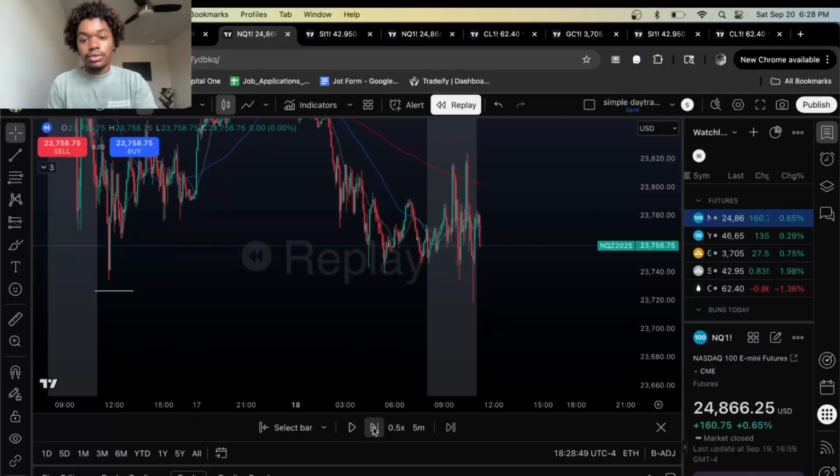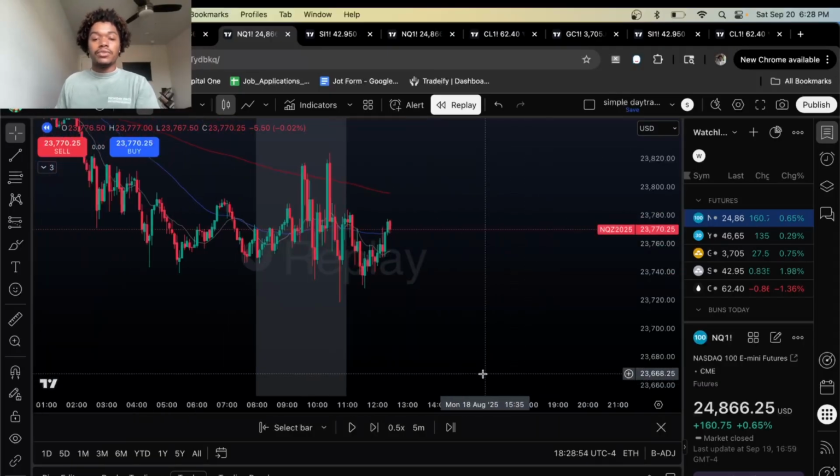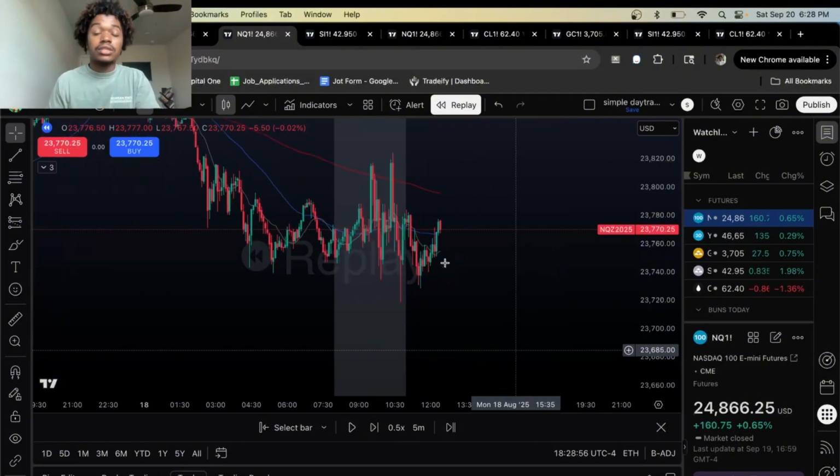Just messing around for real. Starts going down. You know what I'm saying? You gotta wait for that break of structure. This is a perfect example.